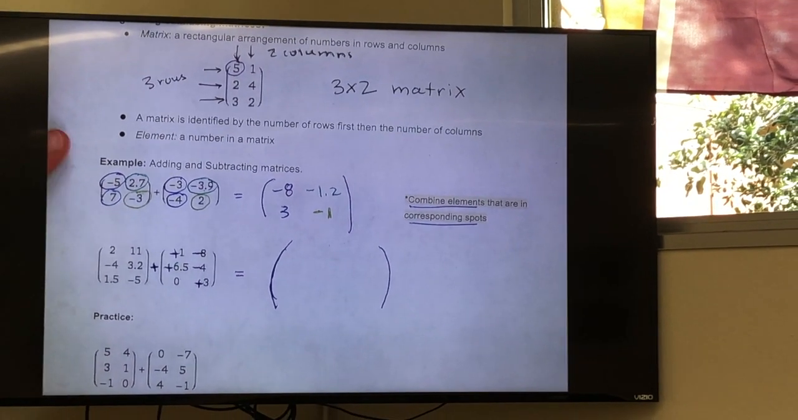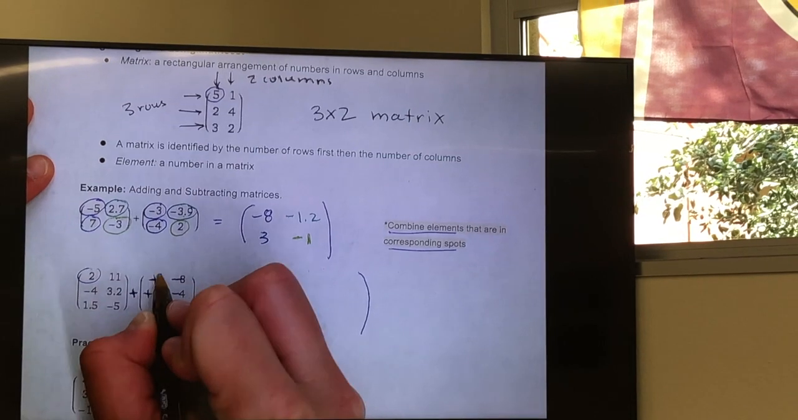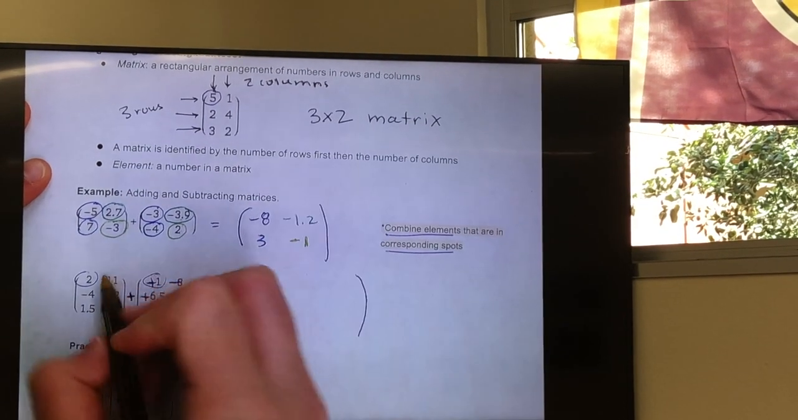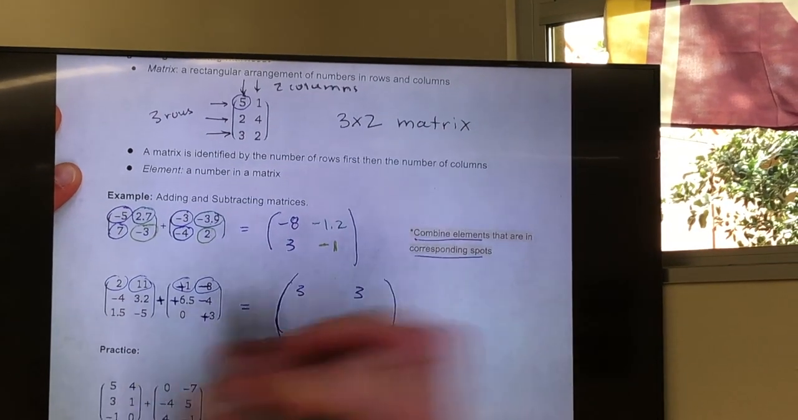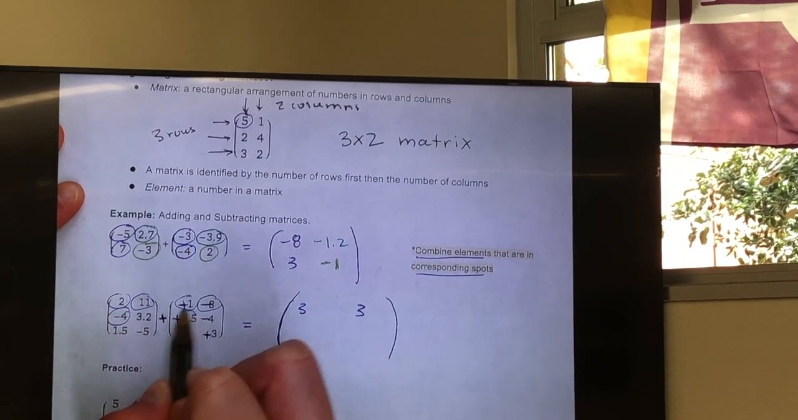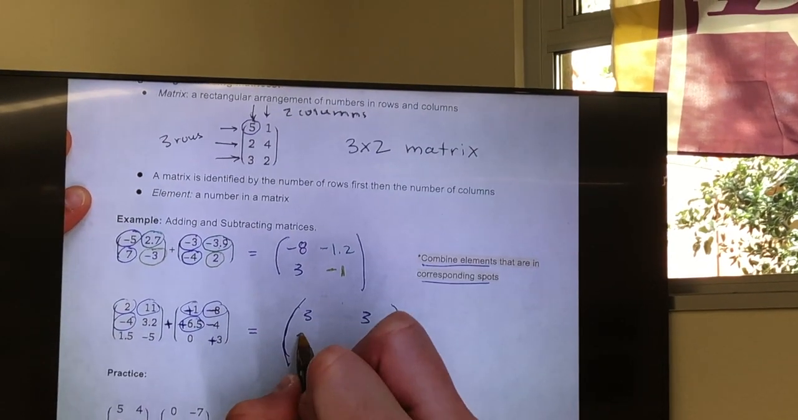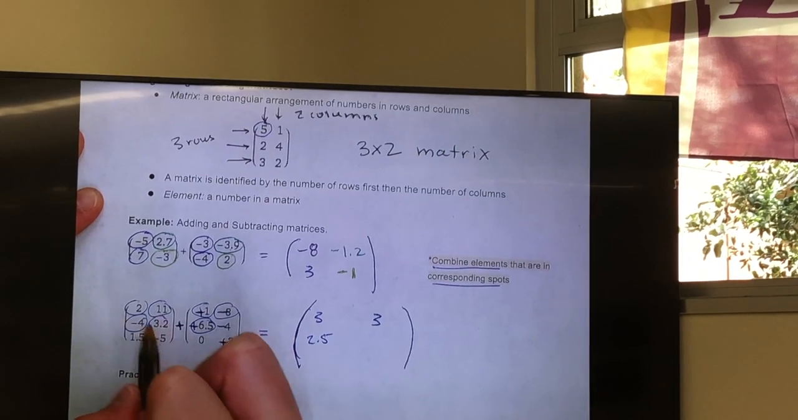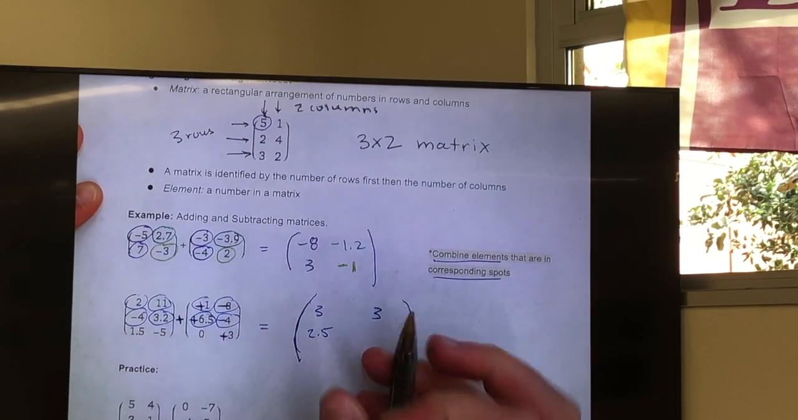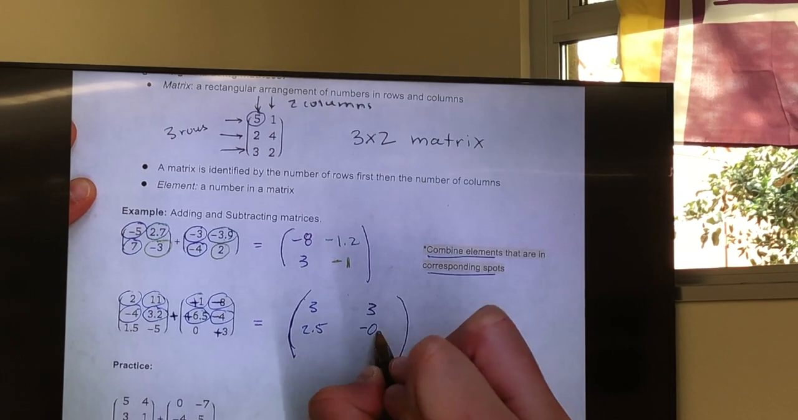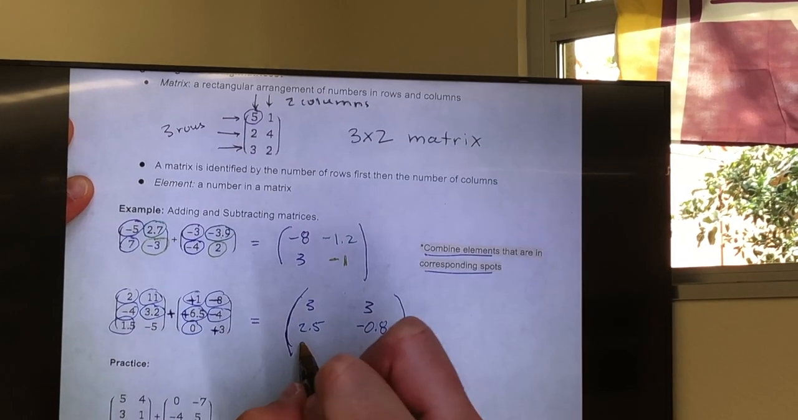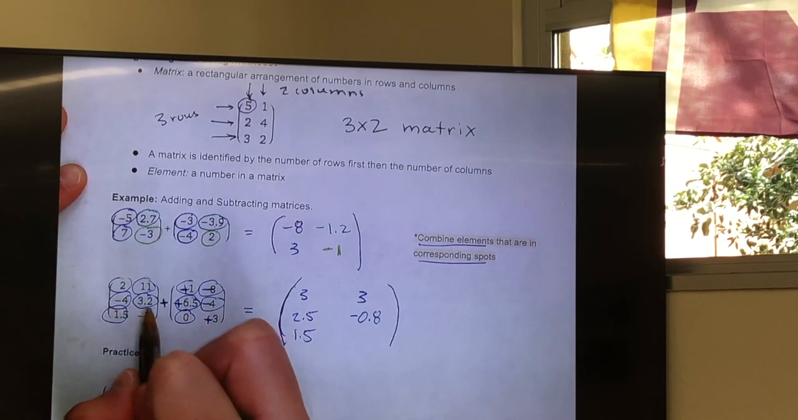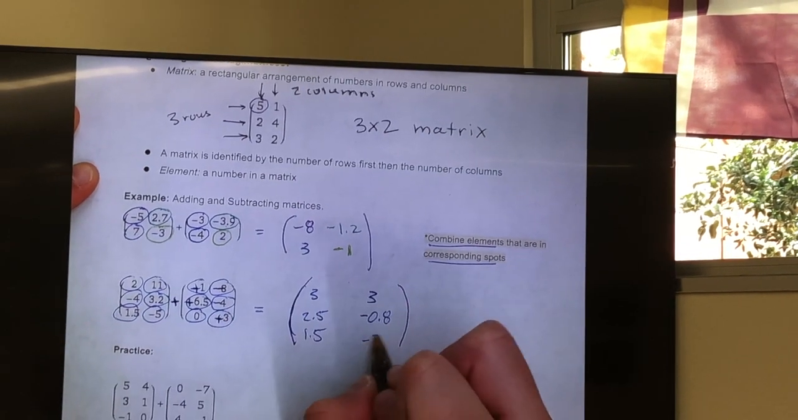And then here we go. 2 plus a positive 1 is 3. 11 plus a negative 8 is 3. Negative 4 plus 6.5 is 2.5. 3.2 plus a negative 4 is negative 0.8. 1.5 plus 0 is 1.5. And negative 5 plus 3 is a negative 2.